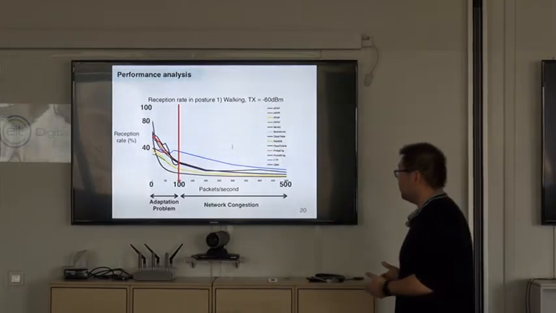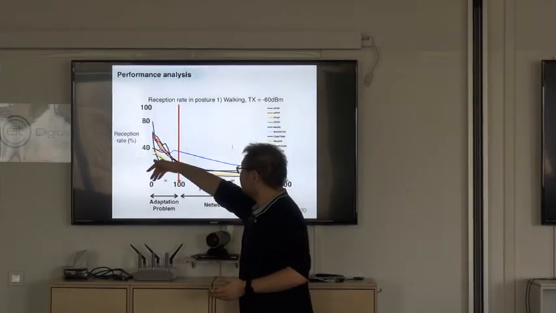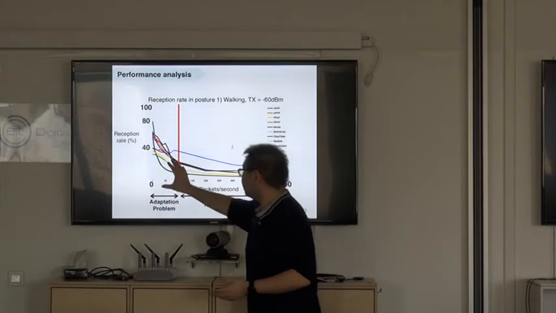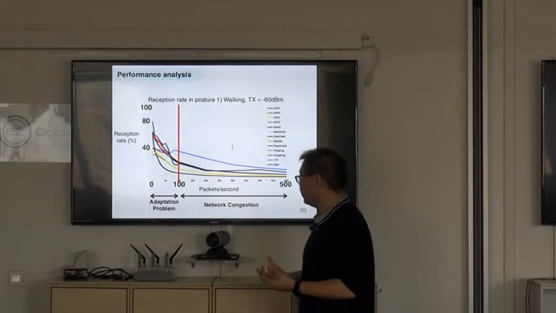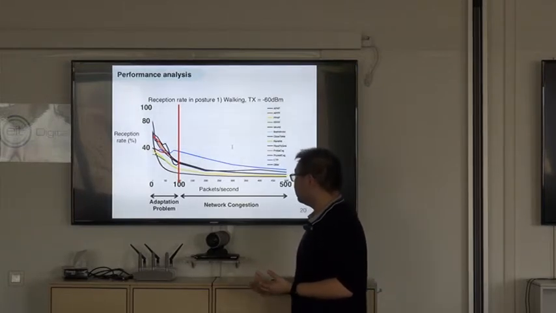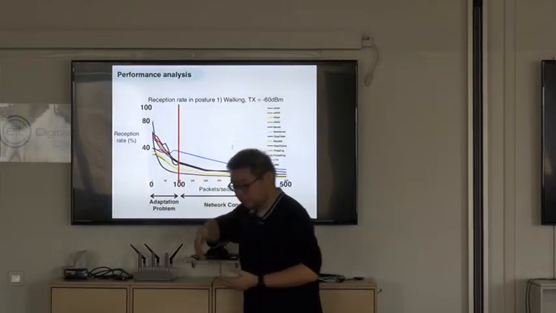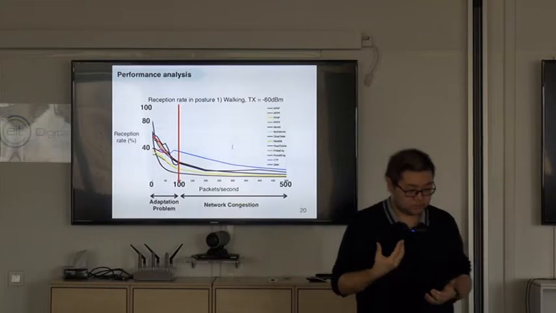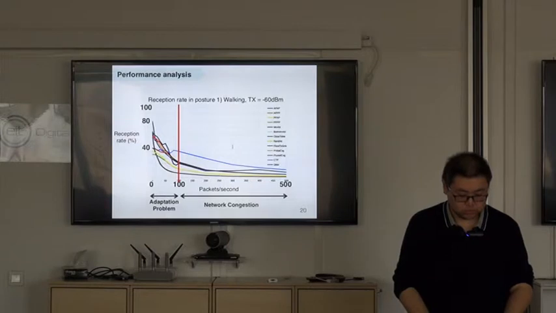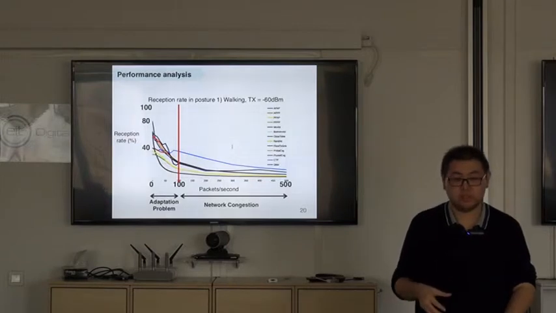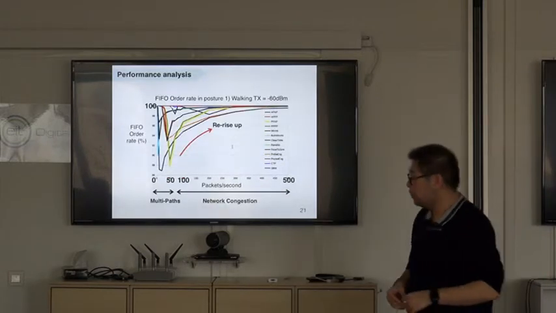And before 100 packets per second, the reception rate decreased very fast. So this part means we send too much packet into the network, and the network is over its capacity. And for this part, the fast decrease represents that the different strategies are not well adapted to this kind of unstable and dynamic WBAN system.